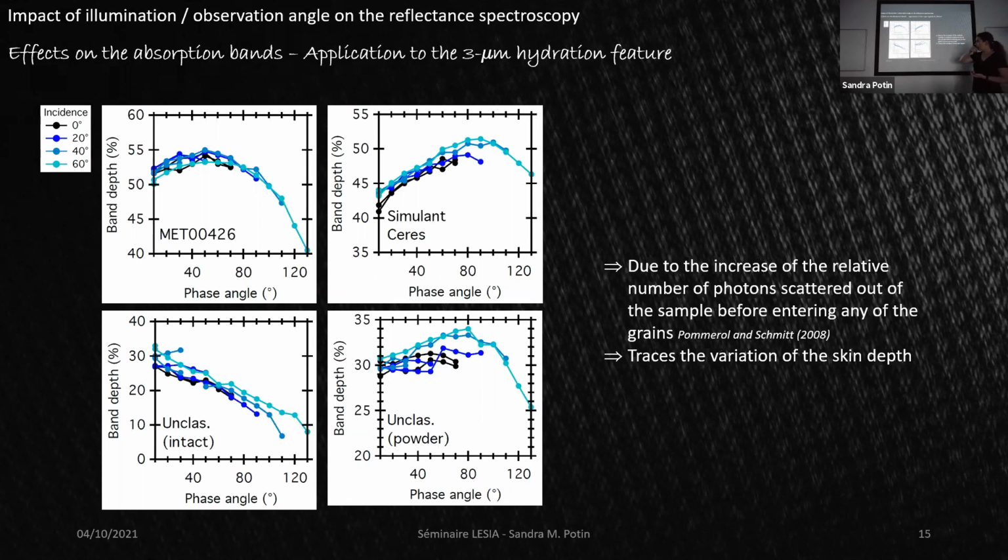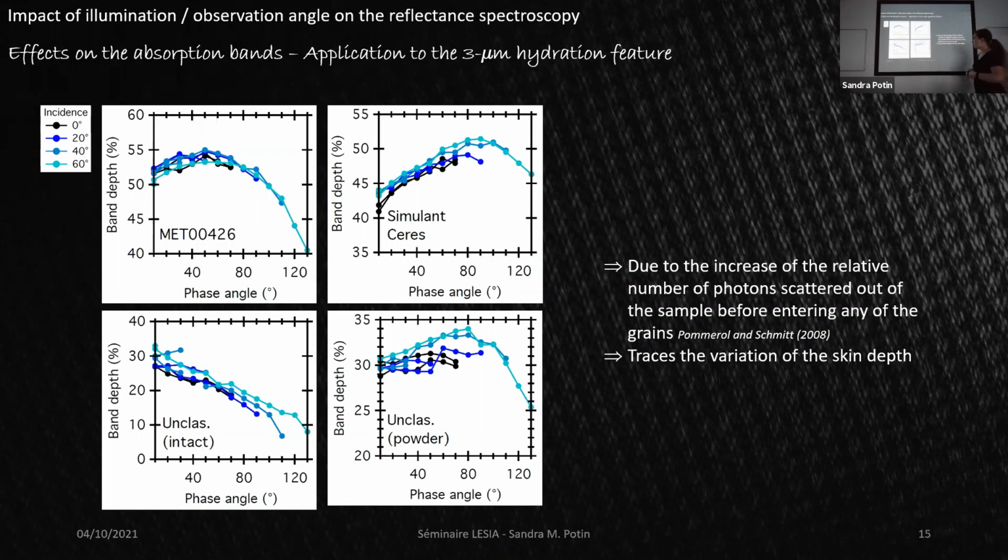But we can see that each sample will react differently. You can see on this meteorite here, we have a small increase of amplitude, and then the amplitude drops around, let's say, 50 degrees of phase angle. In the case of the Ceres analog, the band increases until 90 degrees of phase angle, and then it drops. These two here are from the same meteorite. It's not classified yet. We have two different textures, the powder and the intact chip, and you see the behaviors are completely different with the geometry. This one only drops, and this one increases until 80 degrees of phase angle, and then it drops.